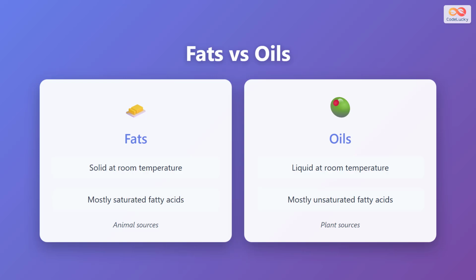While both fats and oils are types of triglycerides, they differ in their physical properties and sources. Fats are solid at room temperature and contain mostly saturated fatty acids. They typically come from animal sources. Oils, in contrast, are liquid at room temperature because they contain mostly unsaturated fatty acids. Oils are generally derived from plant sources. This difference in physical state directly relates to the molecular structure of their fatty acid chains.